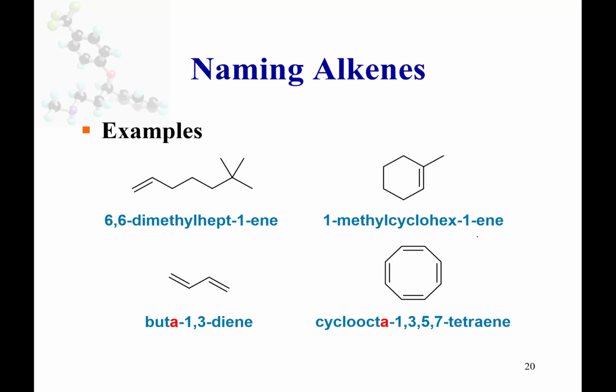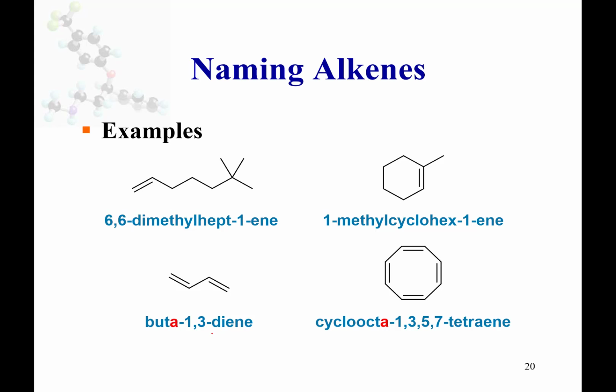Here are some more examples of alkenes that have been named. You may want to pause here to review the rules and to make sure you understand why these molecules are named the way they are. Again, notice that we give the lowest numbers to the double bonds.